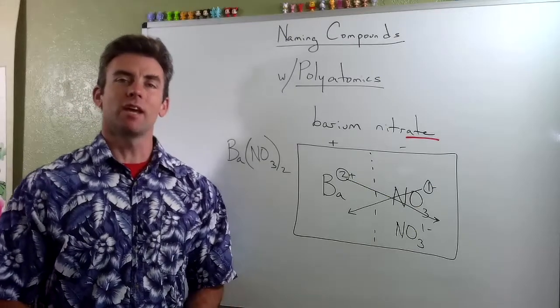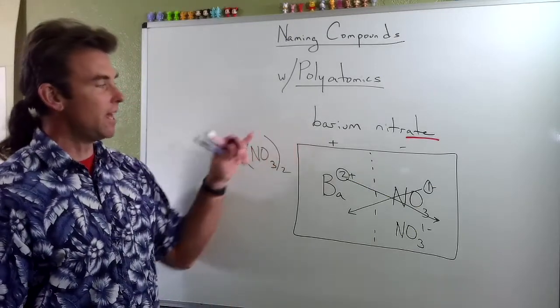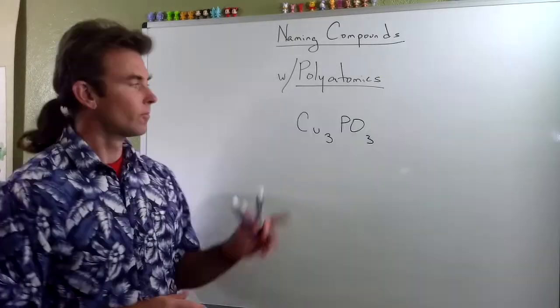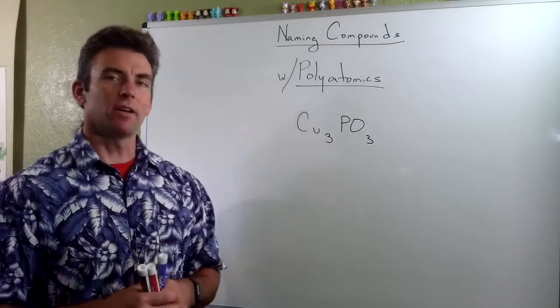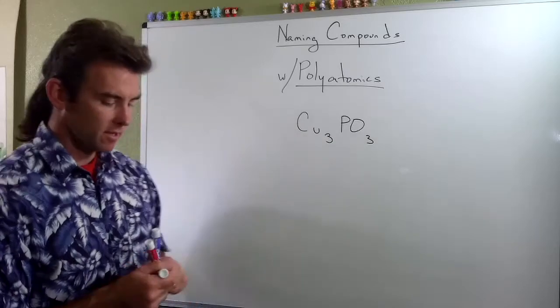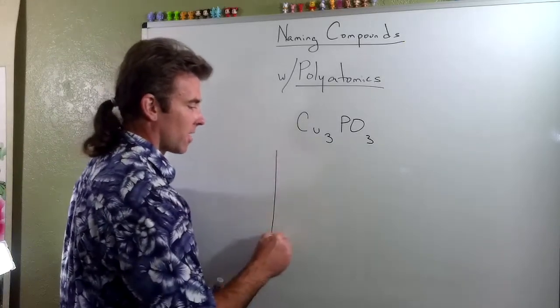So now that we've done a name to a formula, let's do a formula and turn it into the name. Another example, ask yourself, is there a metal present? Sure is. We've got a copper. So we know that ionics require the work area.